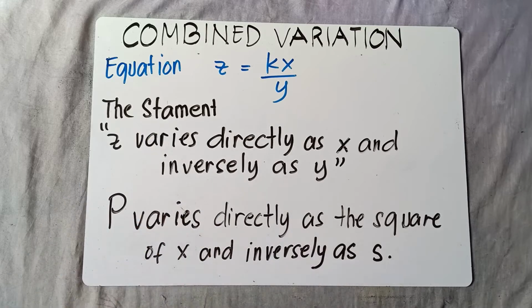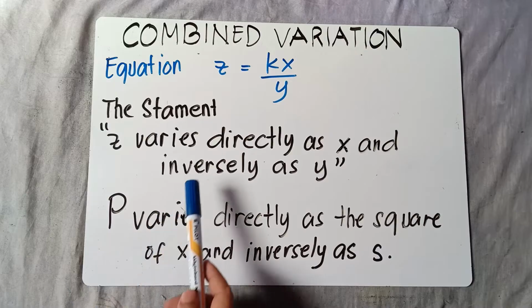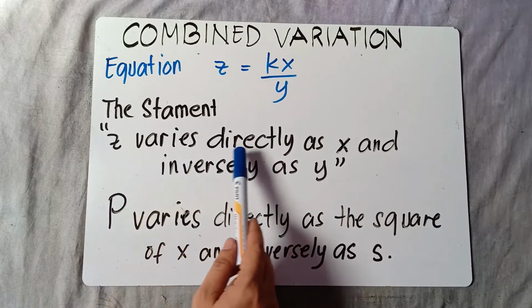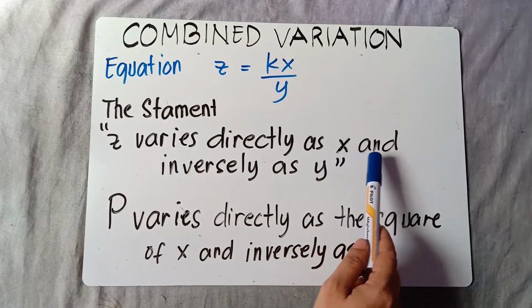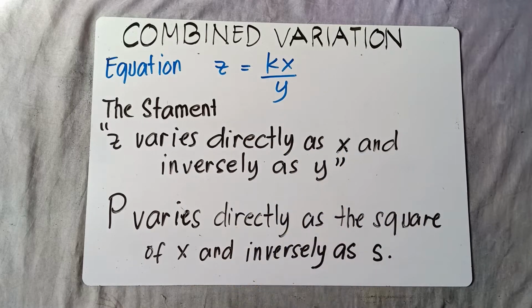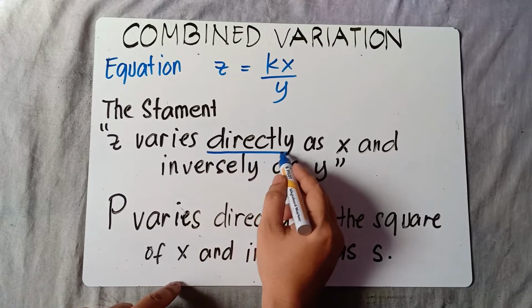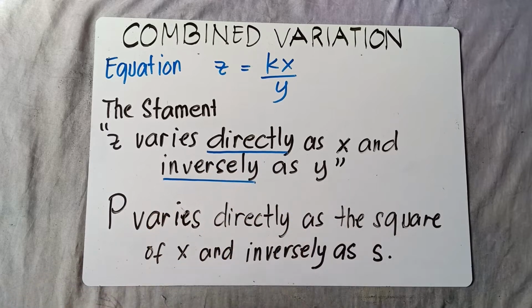So the equation of combined variation would be z equals kx divided by y. The statement for this equation would be: z varies directly as x and inversely as y. In combined variation, we have two variations involved, the direct variation and the inverse variation. So the words there are directly and inversely.